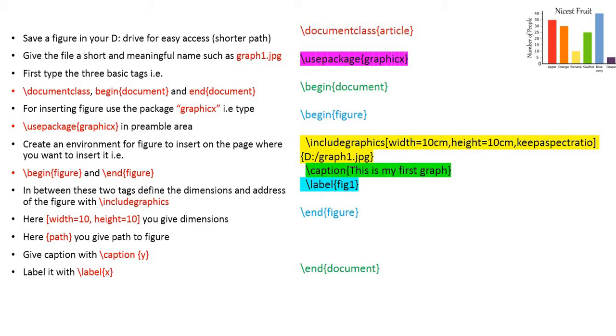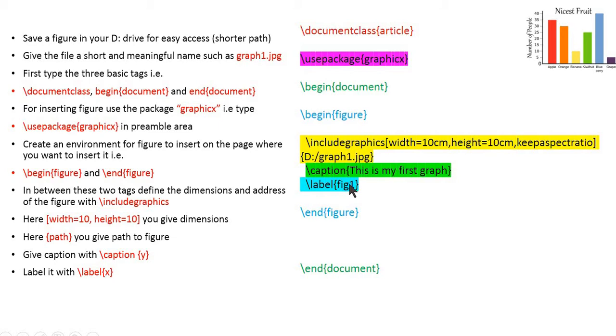LaTeX automatically numbers your figures. If you insert one figure, it will give number 1 to it. If you insert another figure, it will number it as 2. So it will number all your figures in increasing order. And this is just a label. This doesn't represent any numbering of the figure. You can give here fig2, fig3, whatever you want.